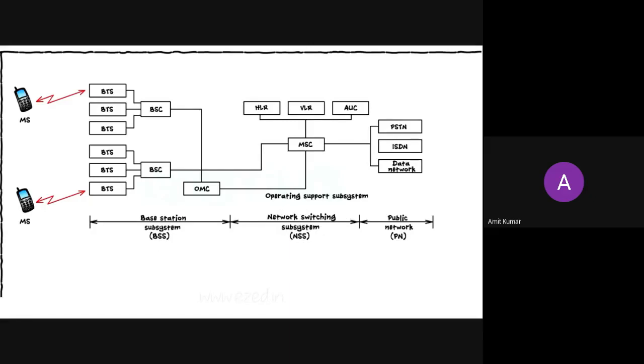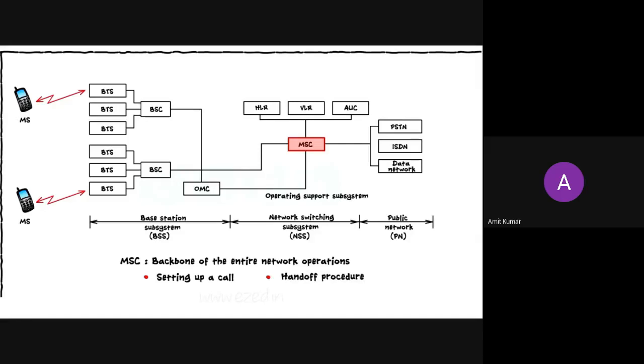Network and switching subsystem, NSS. This system mainly contains MSC. MSC is the backbone of the entire network. It controls all the operations from setting up a call till the handoff procedure.